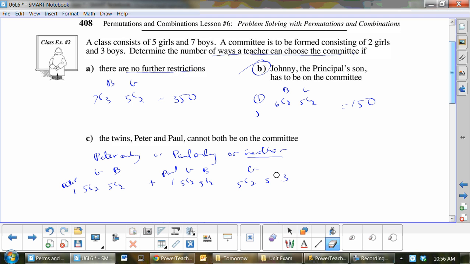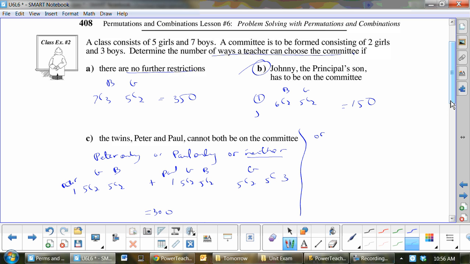What am I doing here? Okay, and this adds up to 300. Now, or, that's wrong, because I need that committee to have 3 boys on it, and I have 5 boys to pick from, because Peter and Paul are not there. So I need 3 other boys to do that.